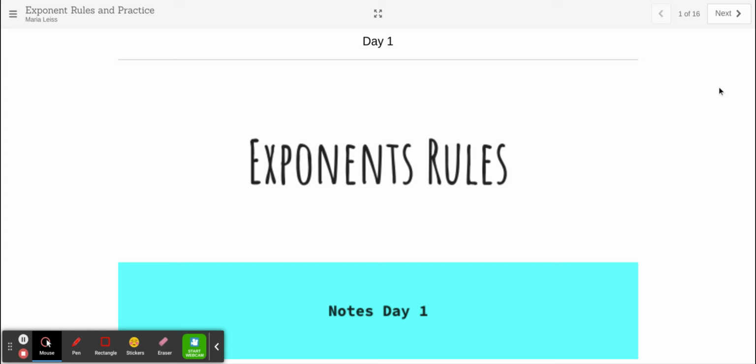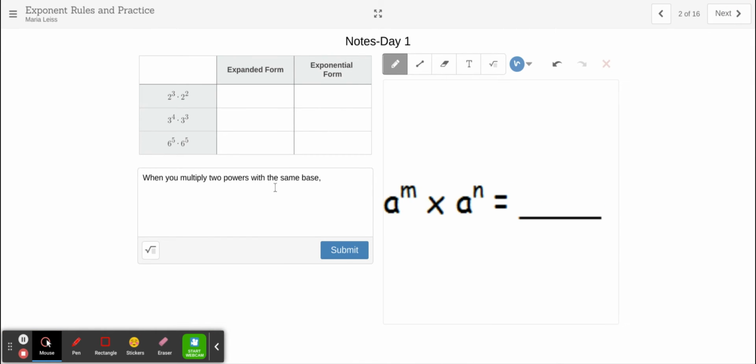Hello. So I want to go over the first couple days of our exponent rules notes. On the first day, we learned about multiplying two powers with the same base. These three examples here on this table, 2 to the third times 2 squared. Here's what's going to happen. We're going to learn how to do this and what this means. And then we're going to write a rule that gives us the shortcut or the secret to doing it correctly. So I'm going to start on slide 2.